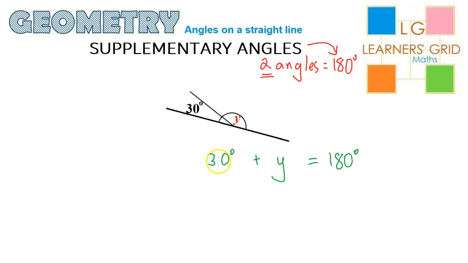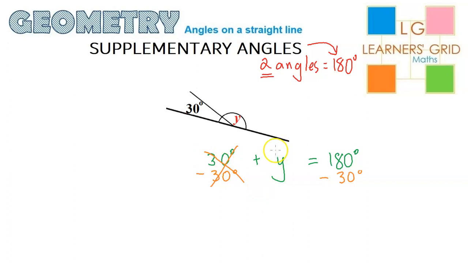So we need to cancel out this 30 degrees. So what we do is we do the inverse. This is positive 30 degrees. So we need to do the inverse, which is negative 30 degrees, which is minus 30 degrees. And we do the same to the other side as well to make sure that the whole equation stays balanced. Okay, so 30 degrees minus 30 degrees gives us 0.